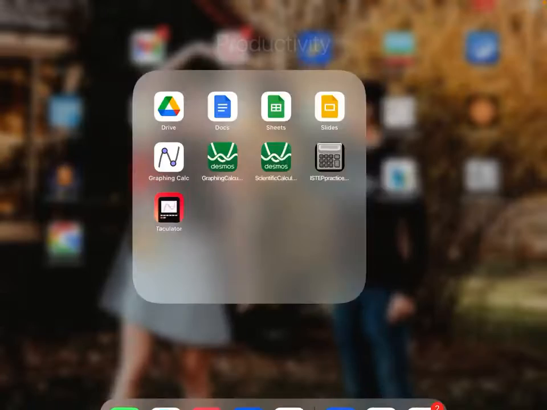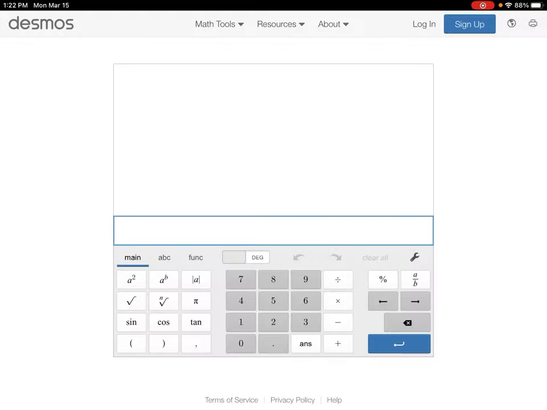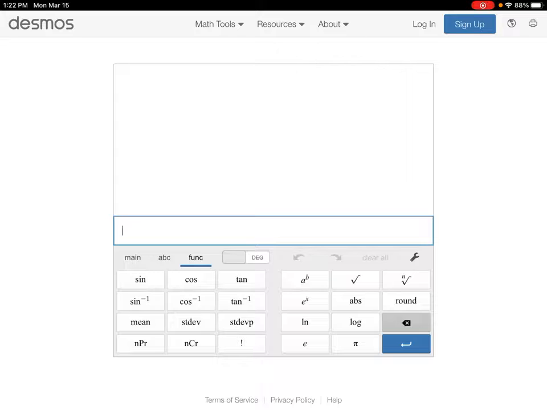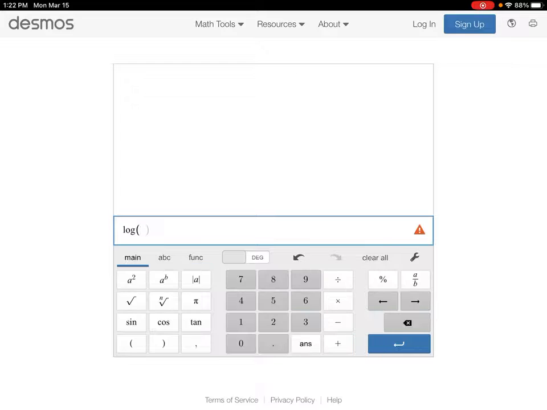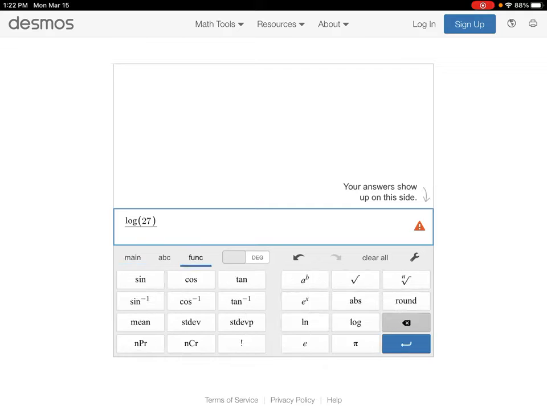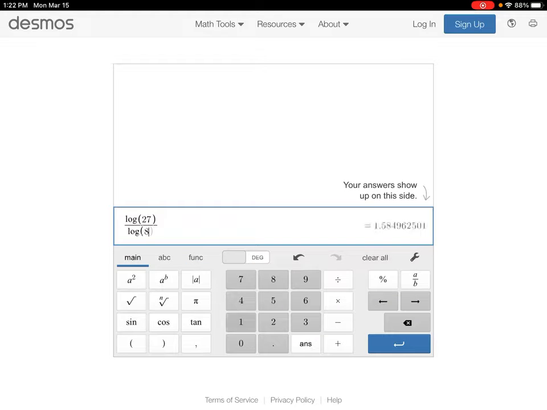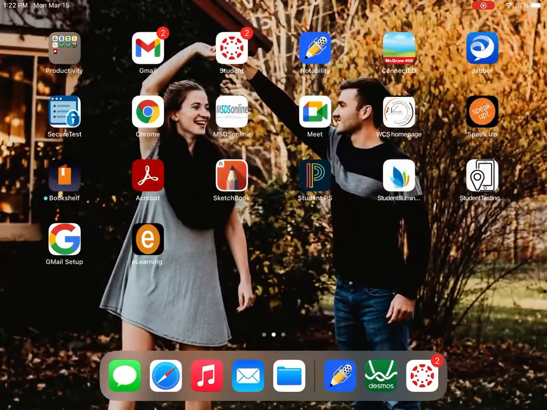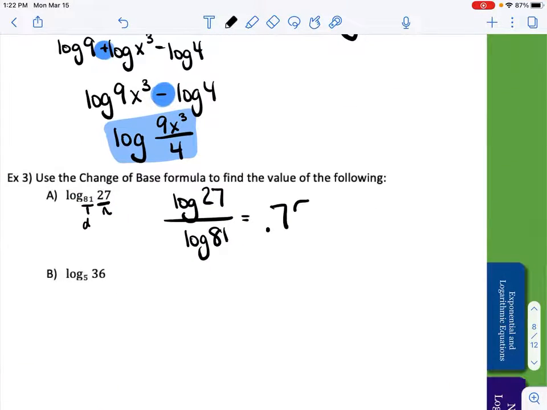We can go over here to our scientific calculator. So we have log of 27, close my parentheses, and divided by a log of 81. And we have our solution is 0.75 or 3/4, whichever way you want to write it. And that's our change of base formula. It tells us what our solution is.